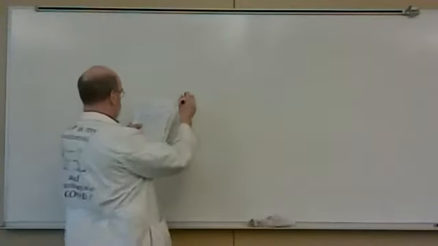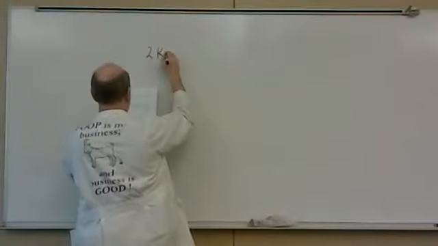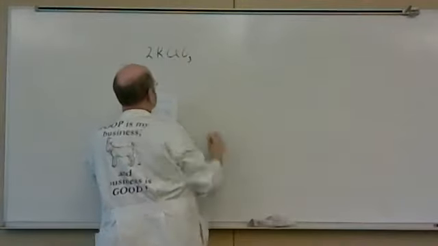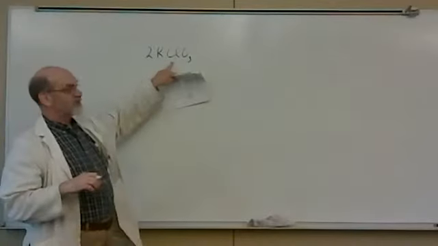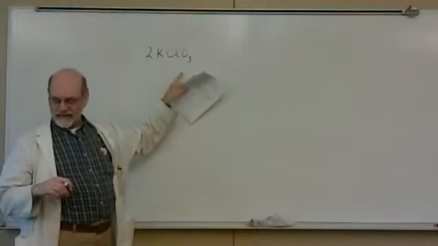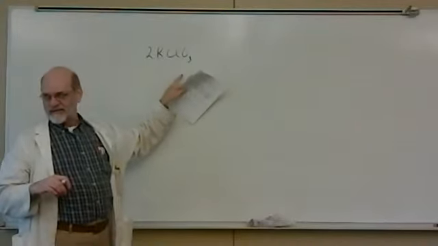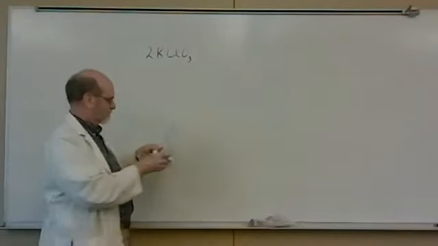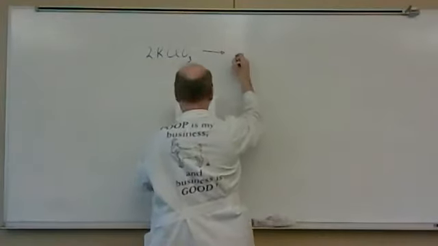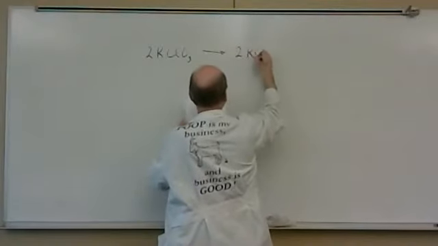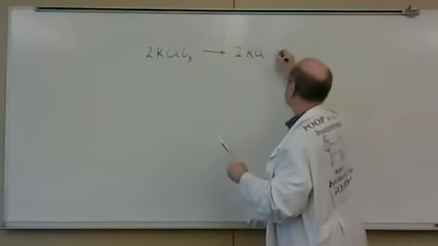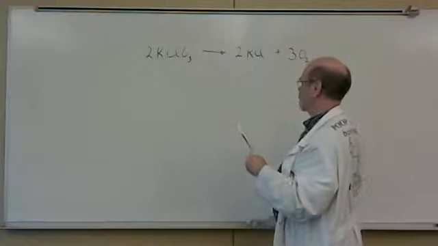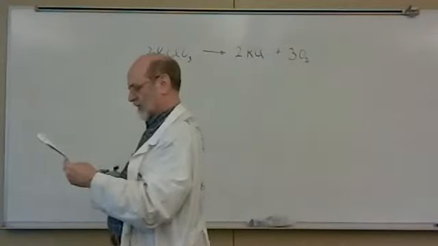So the authors have been kind enough to balance that equation ahead of time. Potassium, what's that compound? Polyatomic, right? So what's ClO3? Chlorate. So it's potassium chlorate. Decomposes when heated to potassium chloride plus 3 oxygen. Okay? That's the balanced equation.